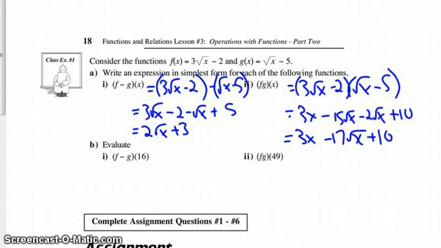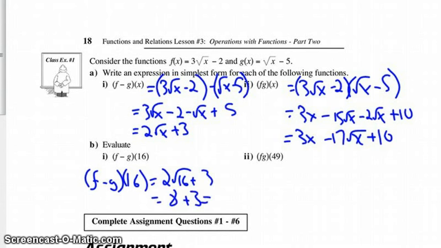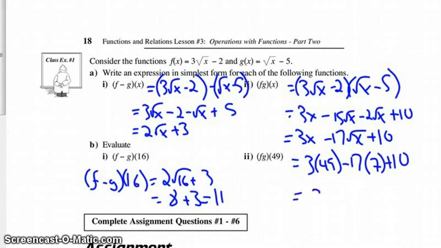And now if we evaluate f minus g at 16, that is simply equal to 2 square root 16 plus 3, which is obviously 8 plus 3, which is 11. And f times g at 49 is simply 3 times 49 minus 17 times 7, plus 10, which simplifies to be 38.